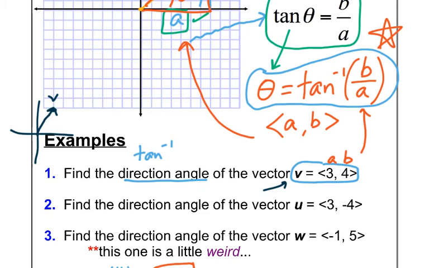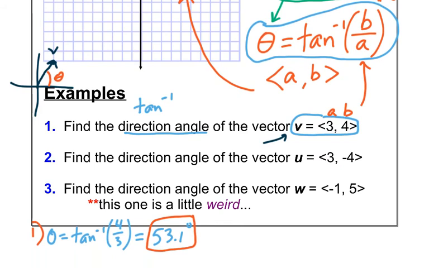Does that angle right here, does that direction angle look to be about 53.1? Yeah, I'd say so. 3, 4 would be in quadrant 1, and my angle is in quadrant 1. So it's always good to double check our quadrants. And there's number 1. Number 1 is 53.1 degrees. All right, if you want to try number 2 on your own, go ahead and pause the video and come on back. We'll check our answer.